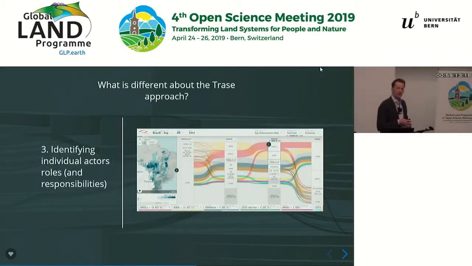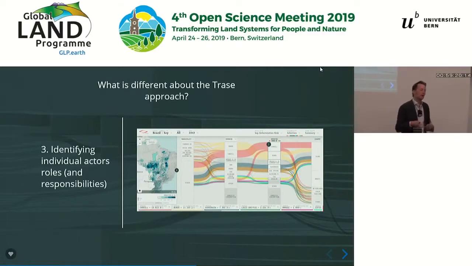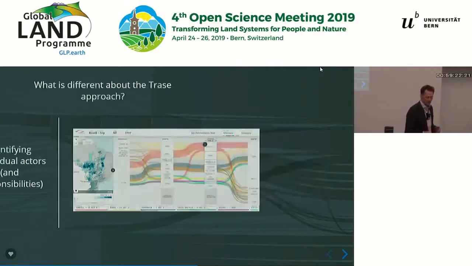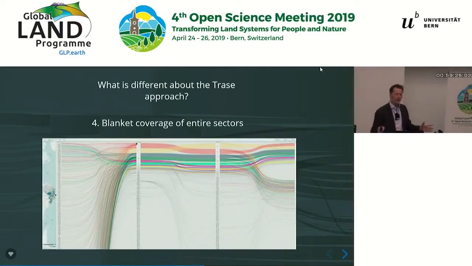A simple insight, but an important one nevertheless. Another distinguishing factor is the ability to identify specific companies. And this is key, of course, because that then allows you to relate to the relative roles and responsibilities of those companies. And the fourth is the point that I've made already.